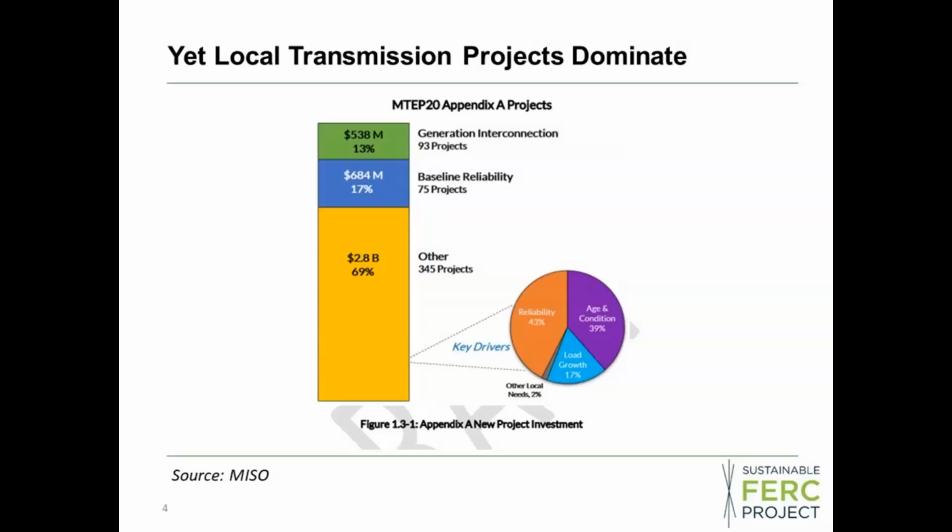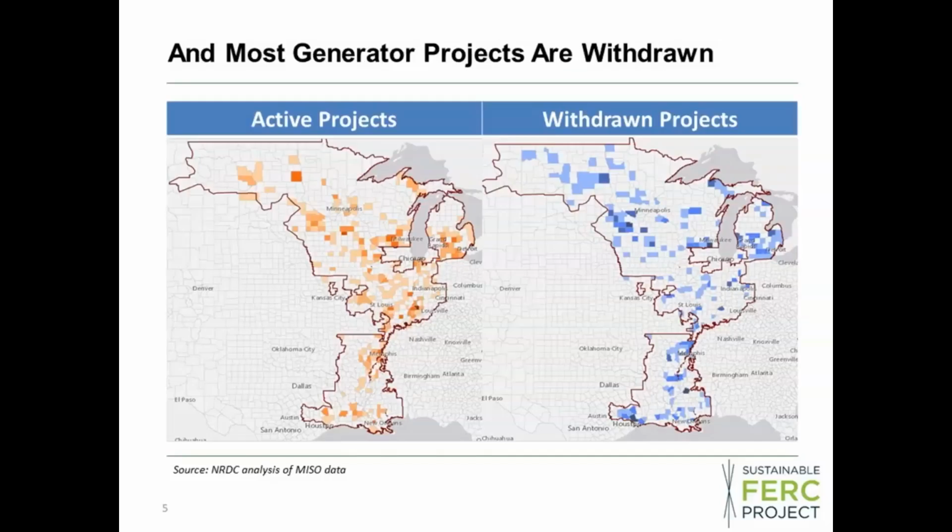There are $500 million worth of interconnection projects, but there are no purely economic regional projects. There are no purely economic portfolio projects that would meet multiple reliability and other needs. Again, there are many reasons for that. But if all of the projects being built are local projects, there's something wrong with the regional planning system and the interregional planning process.